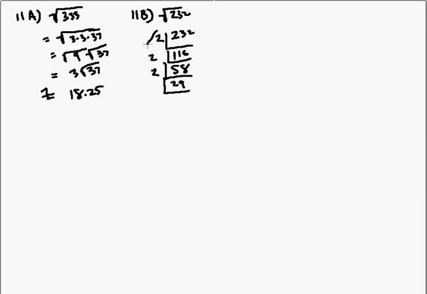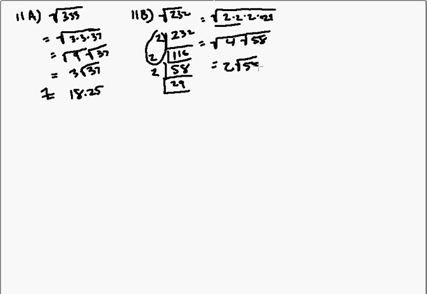So you got a pair of 2's here. So this would be the same as the square root of 2 times 2 times 2 times 29. So that's the square root of 4 times the square root of 58, which is the same as 2 square root of 58, which is approximately 15.23.